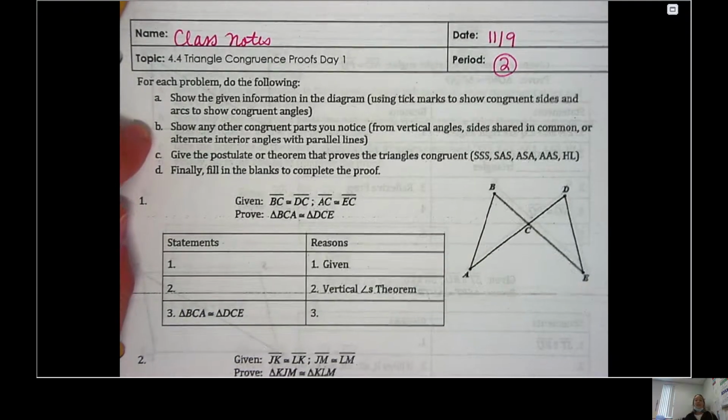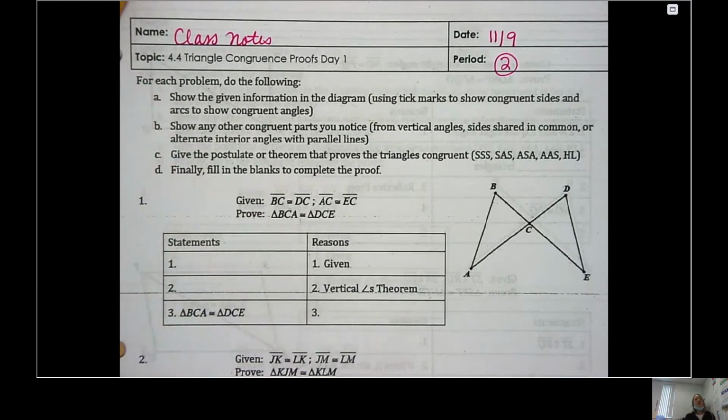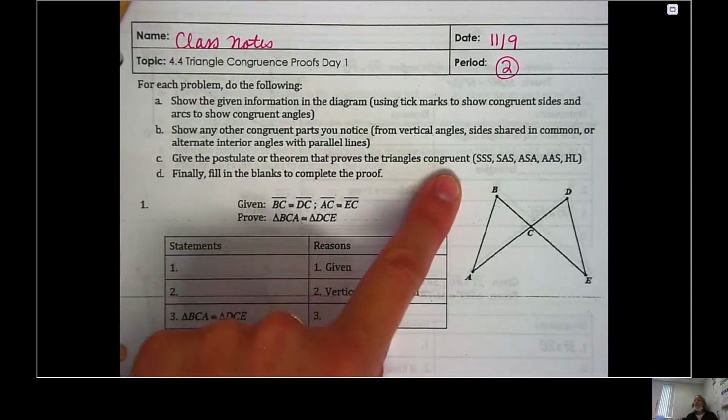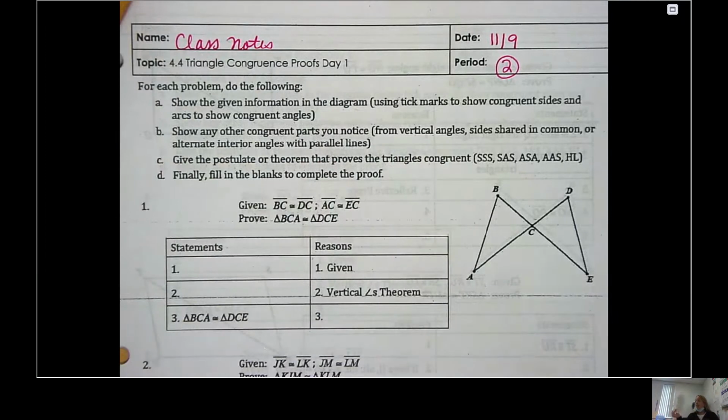The second thing that I do is show congruent parts that I notice. So maybe you see some vertical angles. Maybe you see a shared side like we just did in our warm-up. Any of those things we're going to mark in our picture. The last thing we're going to do is give the theorem that proves the triangles are congruent. So we're going to pick one of the theorems from our foldable to prove that the triangles are congruent, and then we're going to complete the proof from there.